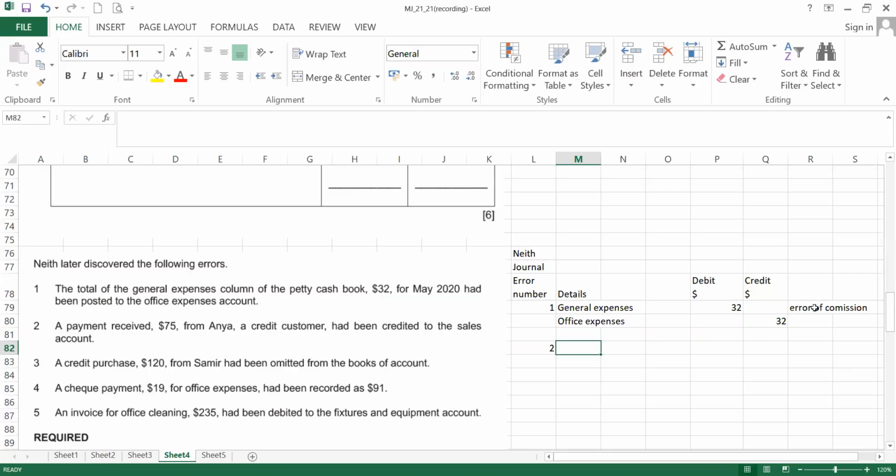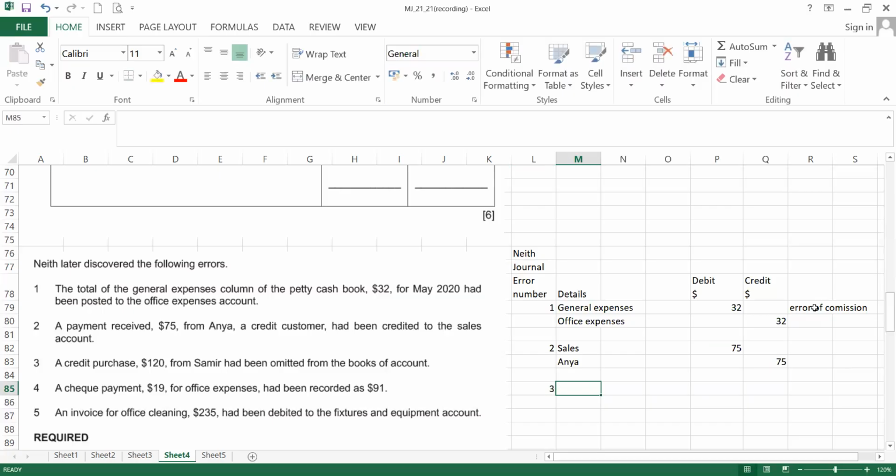A payment received of 75 from Anya, a credit customer, has been credited to the sales account. So the amount debited is correct, only the credit side is wrong. We have to reverse the sales and put it to Anya. So the double entry is debit sales, credit Anya. This is to reverse the wrong entry in the sales account and put back the correct account, Anya.